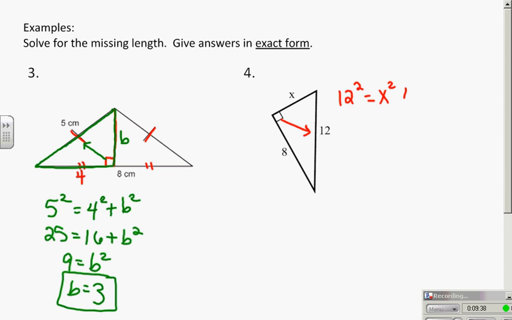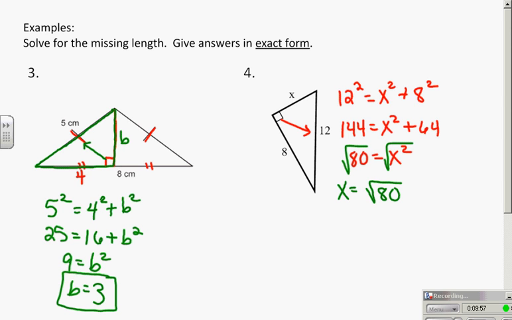This one is going to be our first taste of a non-nice, neat, tidy integer answer. So I have 12 squared is equal to x squared plus 8 squared. So I have 144 is equal to x squared plus 64. Subtract 64 from both sides. Now when I take the square root, I'm left with a non-perfect square.